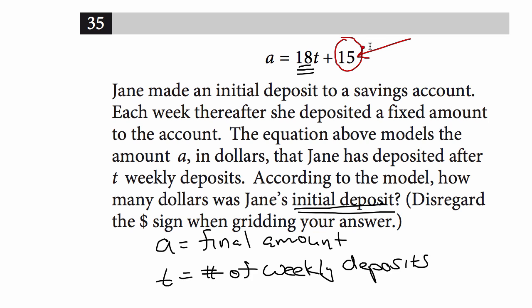So always look out for the number that's kind of sitting by itself. That's usually your initial deposit or initial fee or something that occurs unrelated to the amount of time. Usually your starting value. All right, so your answer is 15.